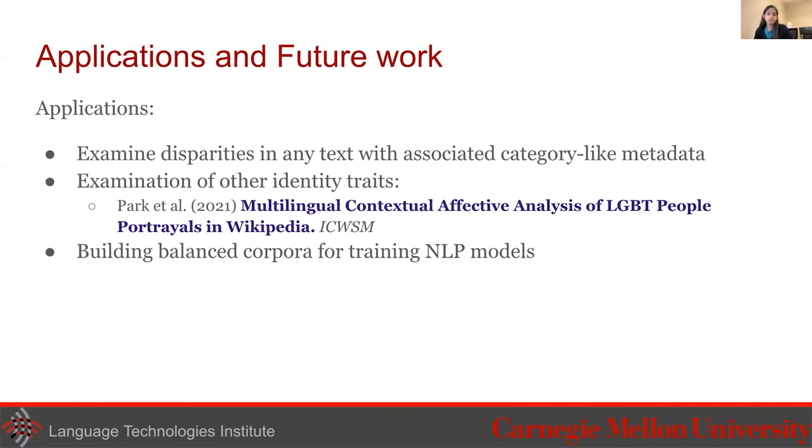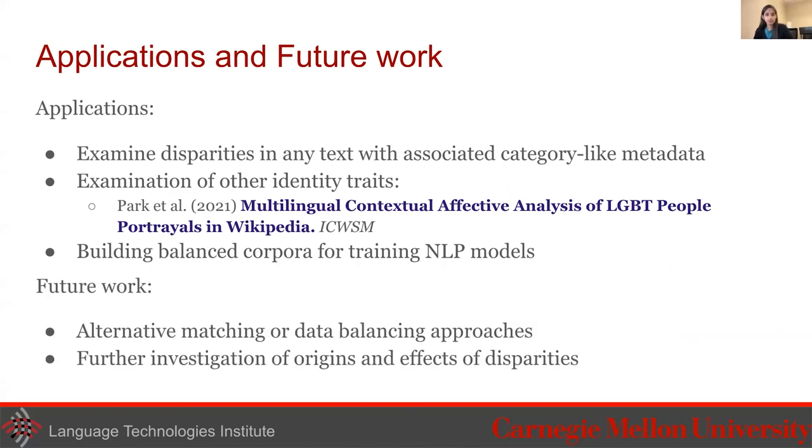While we focus on race and gender in this work, there are other applications for our methodology, which could be easily generalized to other characteristics. There's also a lot of scope for future work in this direction, including improving matching methods and developing ways to further isolate the sources of these types of content disparities.